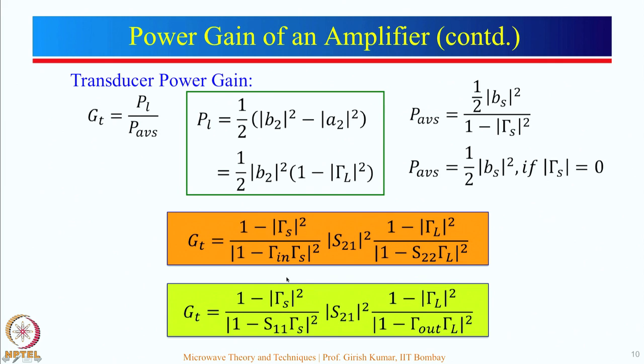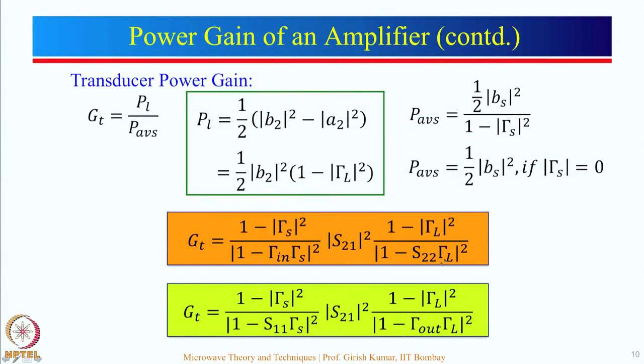So, you can see here, this term is related to everything on the source side, and this term is related to everything on the load side. So, basically, this is the gain term corresponding to the source side, and that can be optimized by properly choosing the impedance matching network at the input side. Now, this is the term which corresponds to the load side. This can be optimized by designing a proper output impedance matching network.